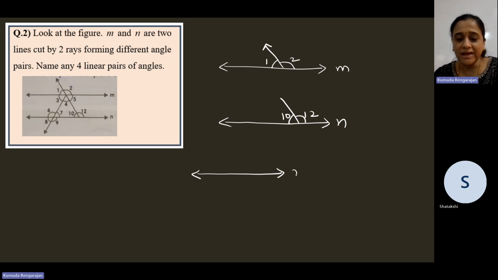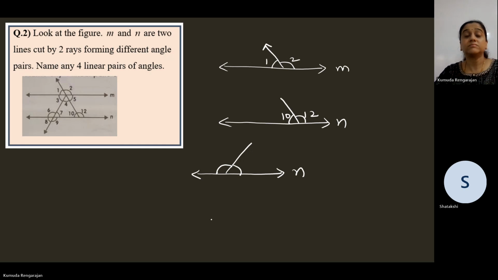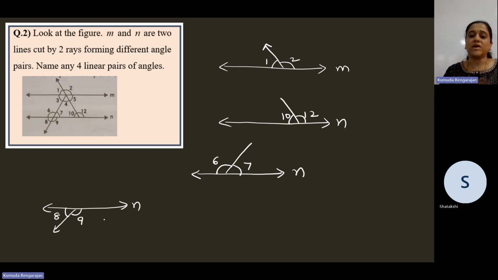Now, the same line N. They are found in different places. 6 and 7. Line N. Eight and nine. So everywhere you see, there's a straight line and a ray on it.